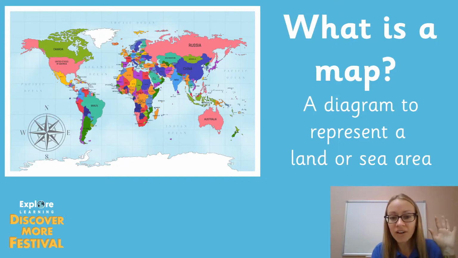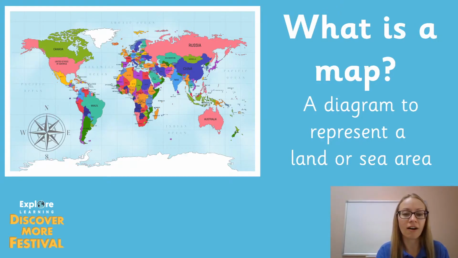Now, there are 5 key features which are often associated with maps. I wonder if you can think about what those 5 features are. Perhaps have a look at the map on the screen to see if that gives you any idea what one of those 5 features might be. I'm going to give you a moment to write down your ideas. We're looking for 5 key features of a map.